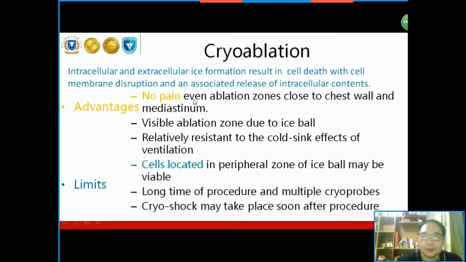And when I do cryoablation, even in the bone or in the kidney or in the lung, we don't use general anesthesia. Another advantage is the visible ablation zone due to the iceball, and it is relatively resistant to the cold sink effects of ventilation. But the cells located in the peripheral zone of the iceball may be viable, so the iceball should be larger than the lesion. But the procedure time is very, very long, and cryo-shock may take place soon after the procedure.